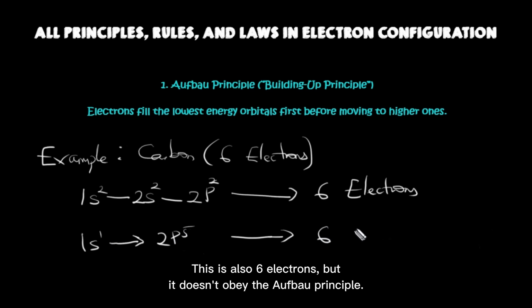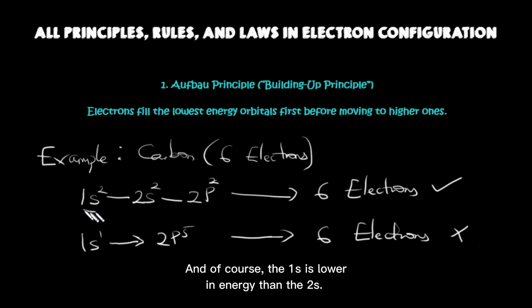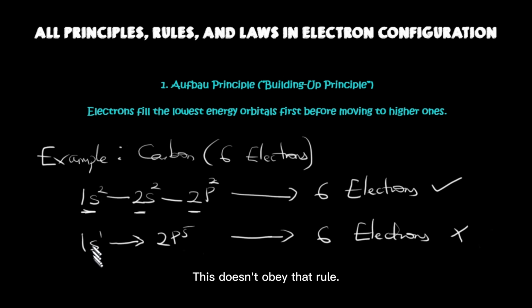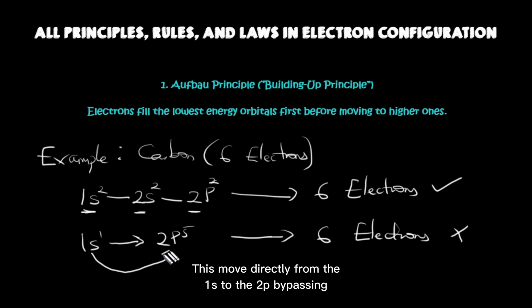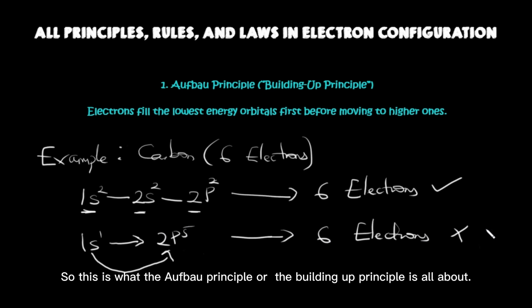This is also 6 electrons, but it doesn't obey the Aufbau principle because it skips the 2s orbital. So this one obeys the Aufbau principle. This one does not. And of course, the 1s is lower in energy than the 2s, while the 2s is lower in energy than the 2p. This doesn't obey that rule. This moves directly from the 1s to the 2p by passing the 2s. So this is wrong. So this is what the Aufbau principle or the building up principle is all about.